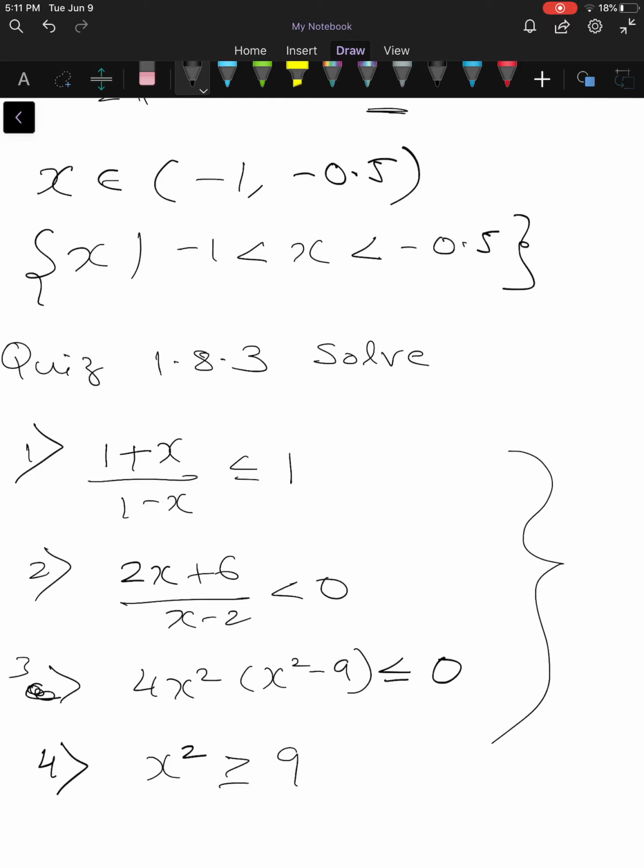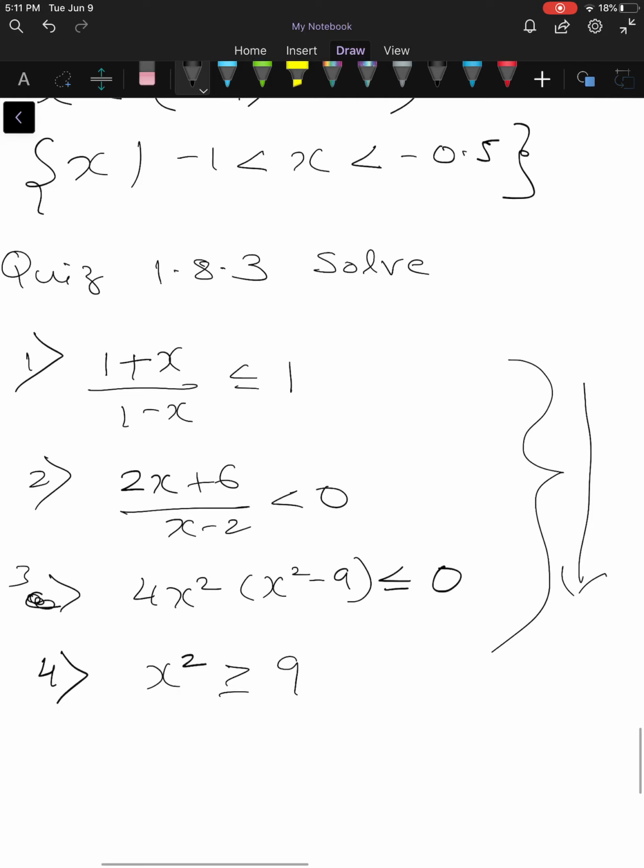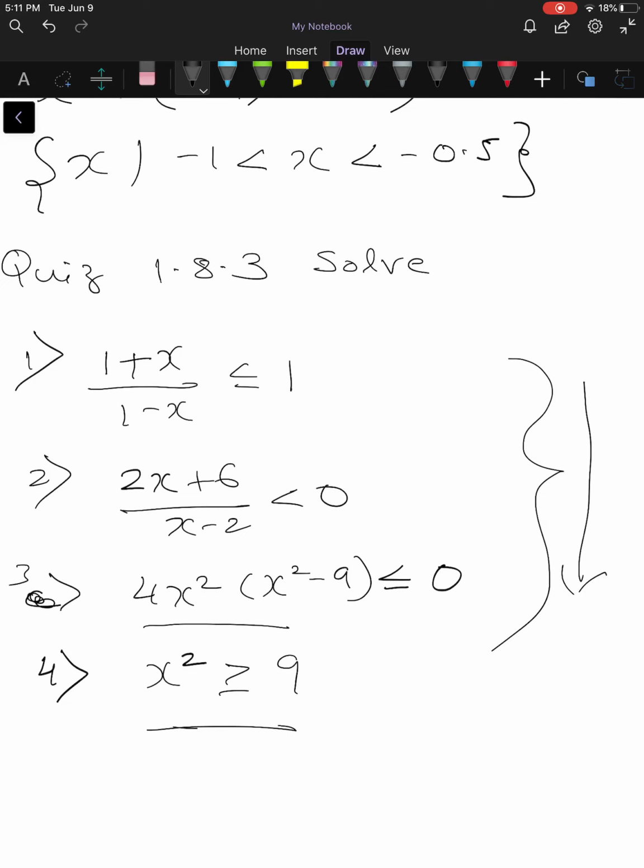Actually, the level of difficulty decreases as you go further. The last problem is very easy, and the third is easier than the second. Solve these, and we will learn about absolute inequalities in the next video. See you soon. Thank you.